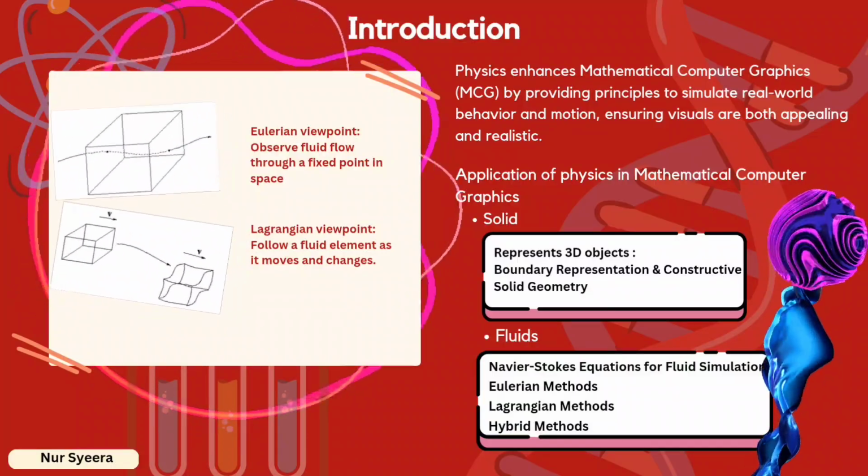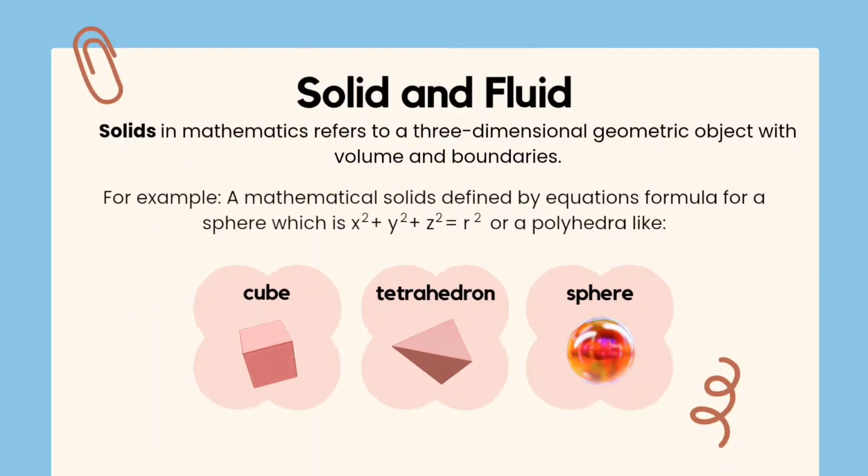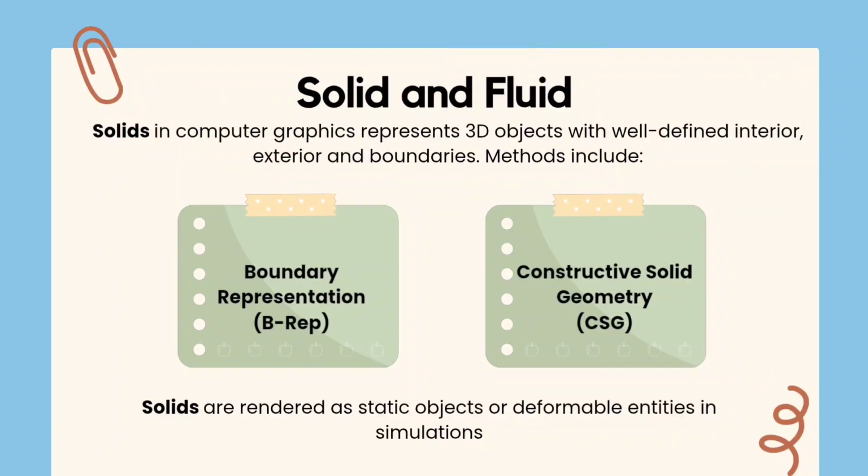Solids in mathematics refer to a three-dimensional geometric object with volumes and boundaries. A mathematical solid is defined by an equation, for example the formula for a sphere, which is x squared plus y squared plus z squared equals r squared, or a polyhedron like a cube, tetrahedron, and so on. Solids in computer graphics represent 3D objects with well-defined interior, exterior, and boundaries. Methods include boundary representation, which is BREP, and constructive solid geometry, which is CSG. Solids are rendered as static objects or deformable entities in simulation.